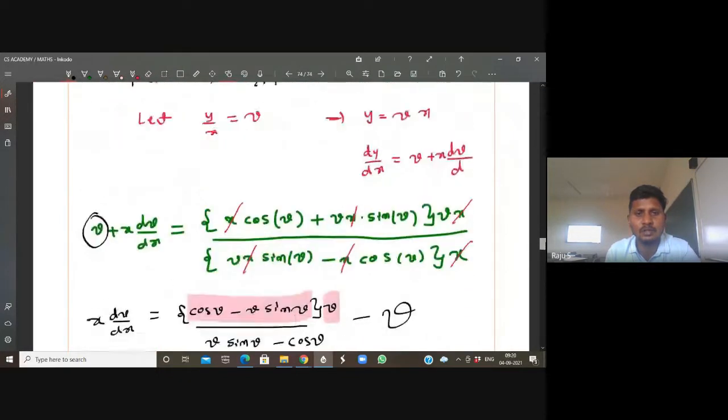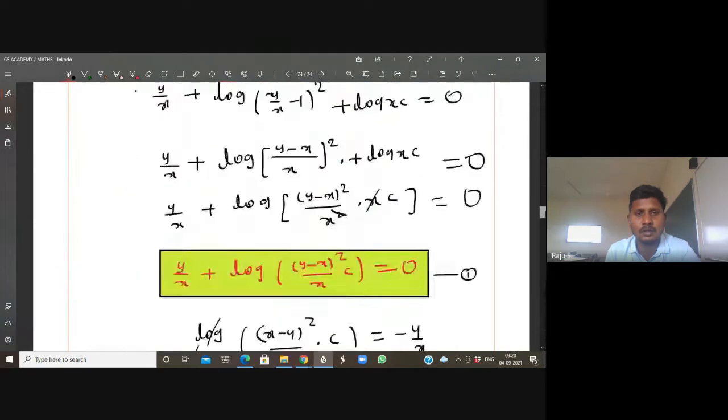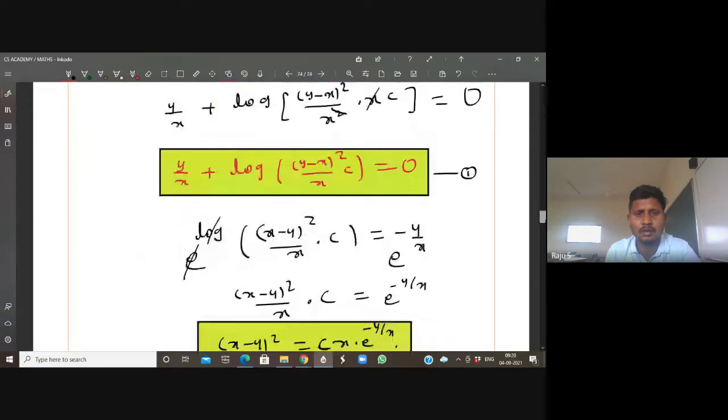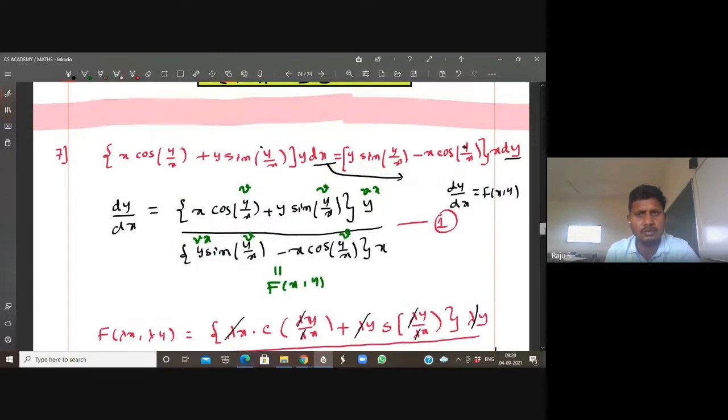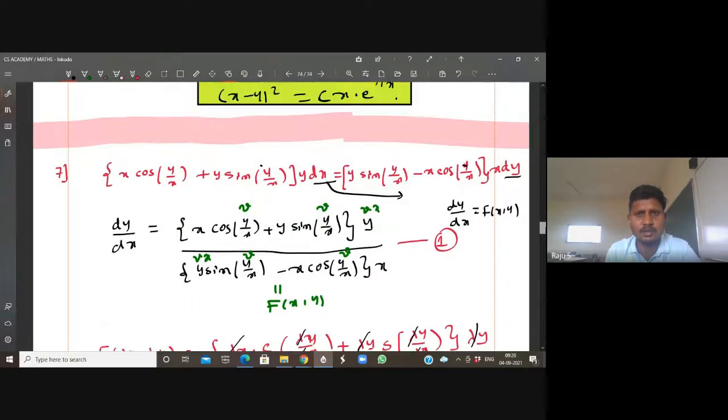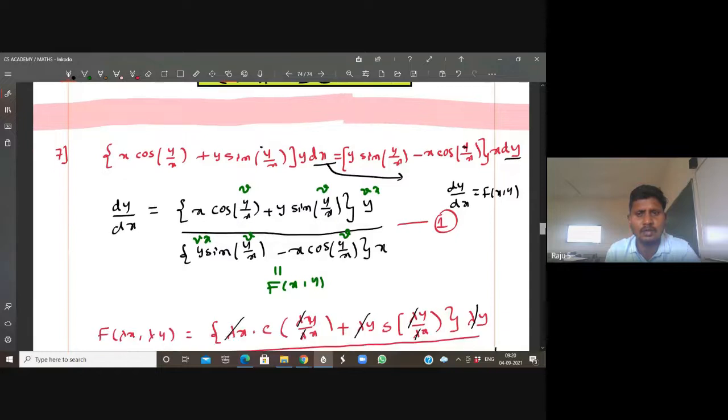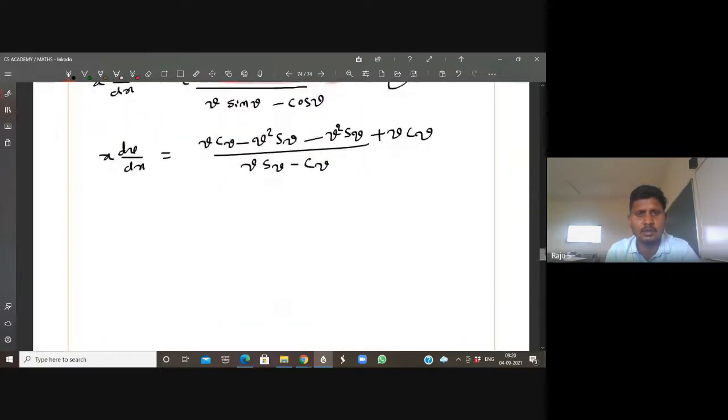Got it? Sorry. Minus only. Minus into minus plus. This is minus. Anyhow, let us see now. Here we are getting differently. I don't know whether. Okay, right.